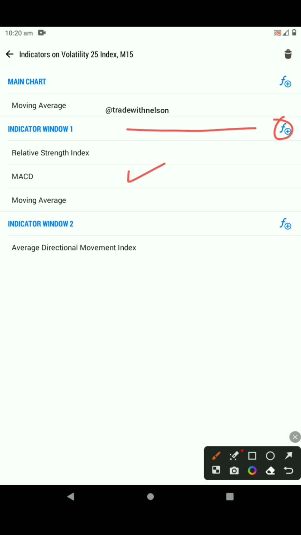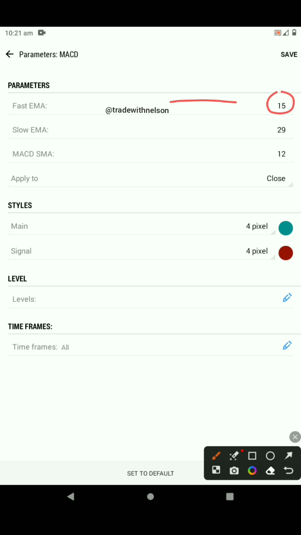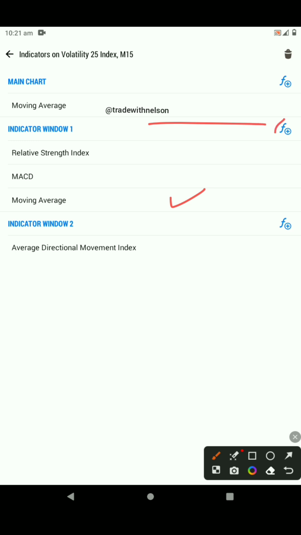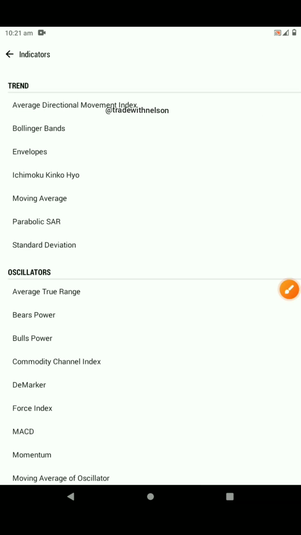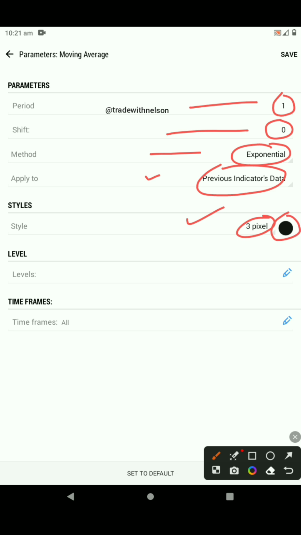For the MACD, click on the F icon on indicators Windows 1. Scroll down a bit. MACD. Make your fast EMA to be 15, slow EMA to be 29, MACD SMA to be 12. Apply to close. For the styles, make it 4 pixel and select color of your choice. After that, click on save. For the second moving average, click on the F icon on indicators Windows 1. Moving average. Make your period to be 1, shift to be 0, method to be exponential, apply to previous indicators data, style 3 pixel, and select color of your choice. After that, click on save.